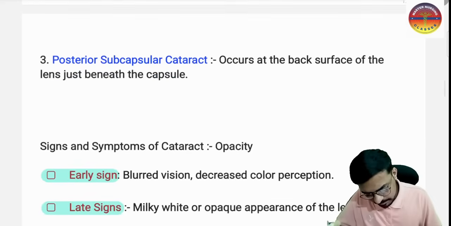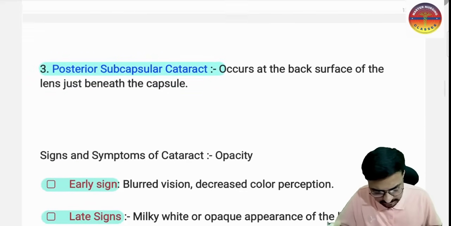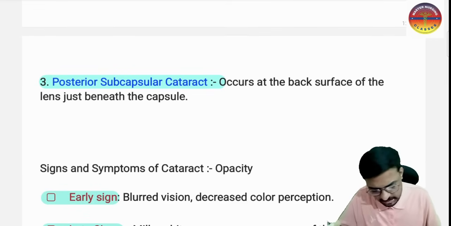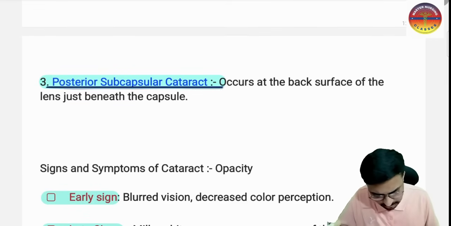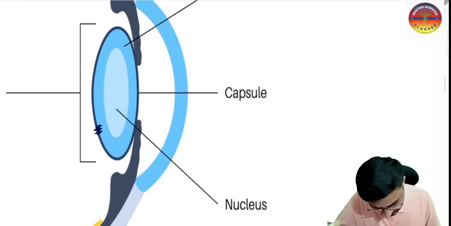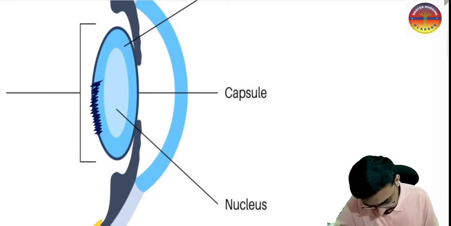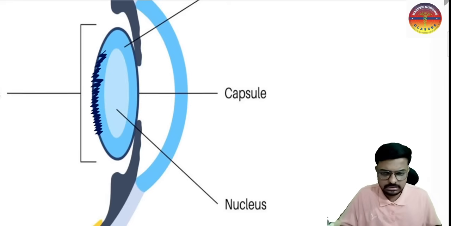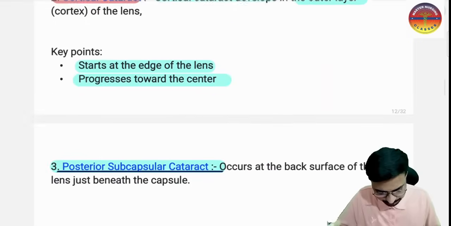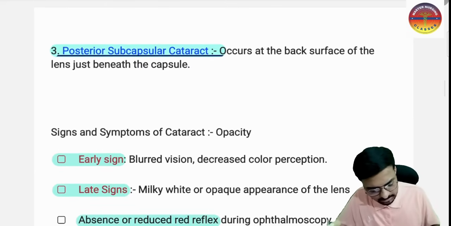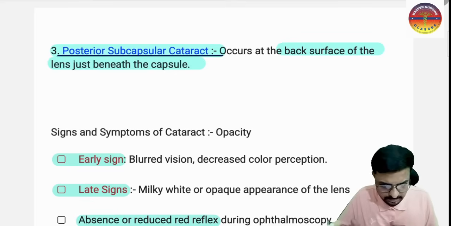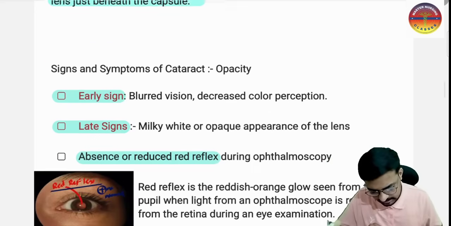Then we have the posterior subcapsular cataract. That is just below the capsule, and this one happens at the posterior portion of the lens. You can see the lens and the capsule, and here the opacity is happening at the posterior subcapsular region. It occurs at the back of our eyes, just beneath the capsule, that is the subcapsular.